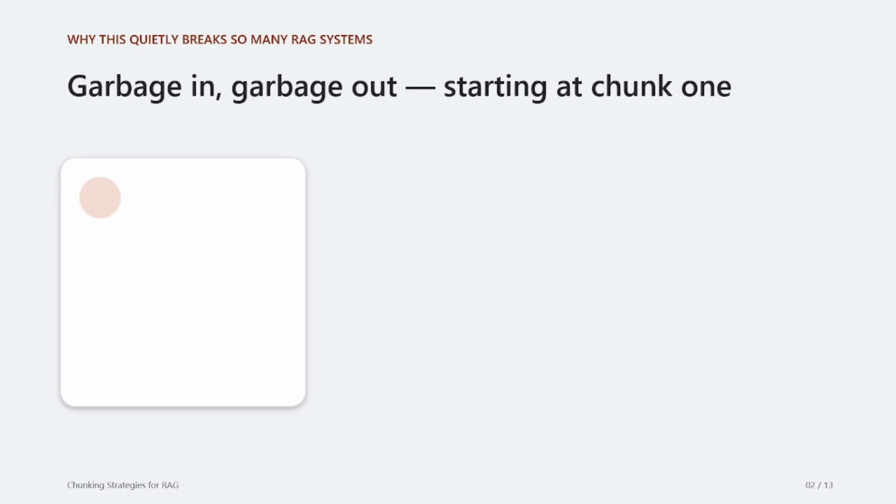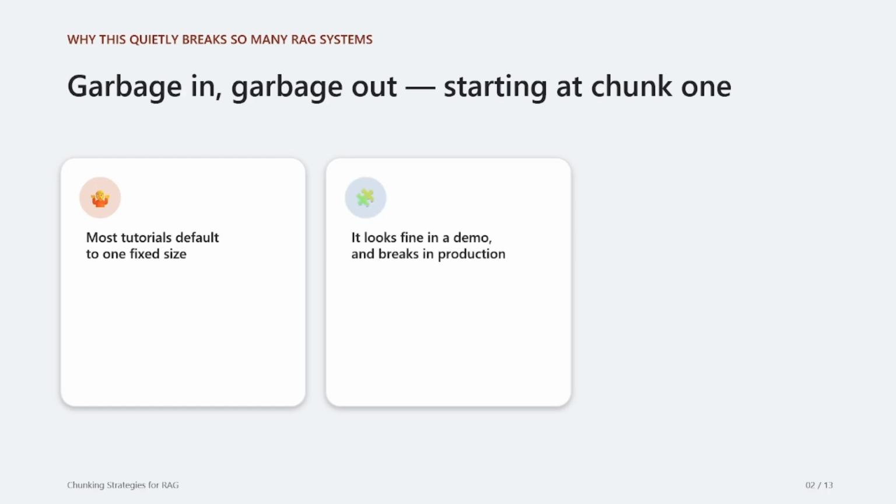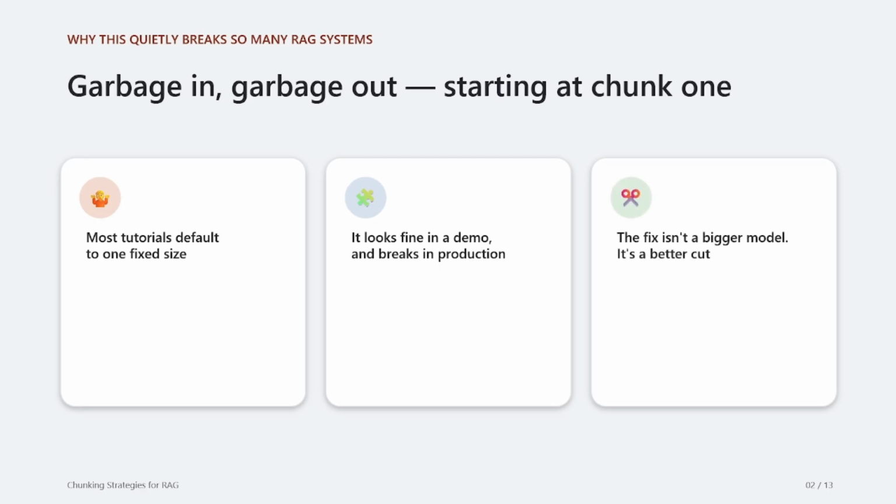Here's why this matters so much. Most tutorials default to one fixed chunk size and never think twice about it. It looks completely fine in a demo, then it breaks once real users start asking real questions. But the fix isn't a bigger, smarter model, it's simply a better cut.